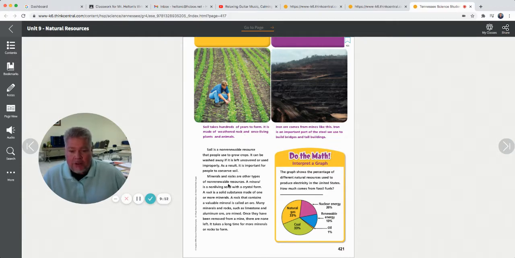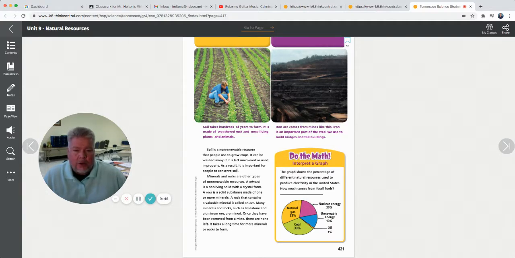Minerals and rocks are other types of non-renewable resources. A mineral is a non-living solid with a crystal form. A rock is a solid substance made of one or more minerals. A rock that contains a valuable mineral in it is called an ore. Many minerals and rocks, such as limestone and aluminum ore, are mined. Once they've been removed from a mine, there are none left. It takes a long time for more minerals or rocks to form.